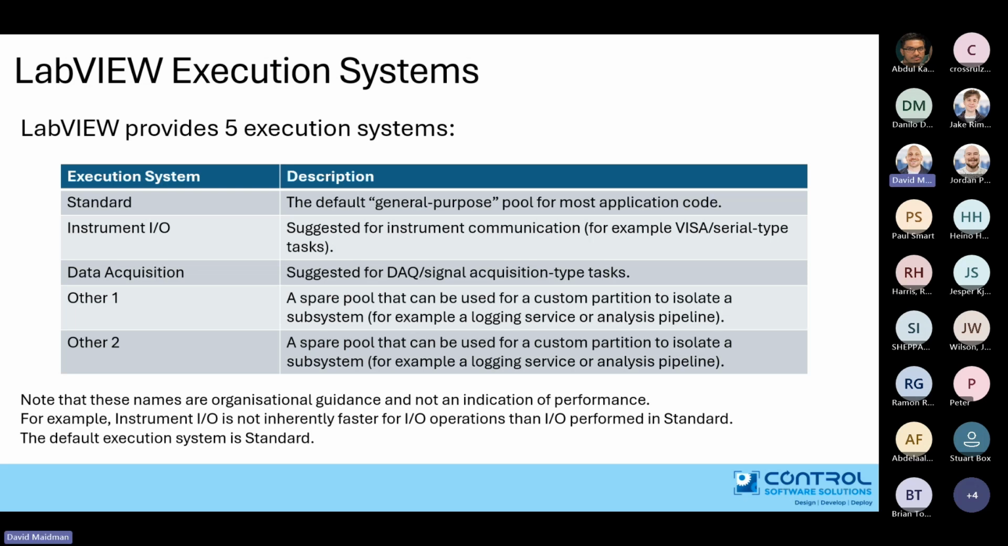We've then got some others. We've got instrument IO, which I've put here as suggested for a reason we'll come back to. It is suggested for instrument communication, for example VISA and serial type tasks. Similarly, we've got data acquisition, which is suggested for data acquisition and signal acquisition type tasks. Then we have other one and other two. These are spare pools that can be viewed as custom partitions that you can use.